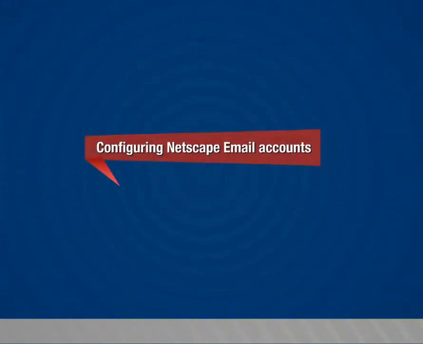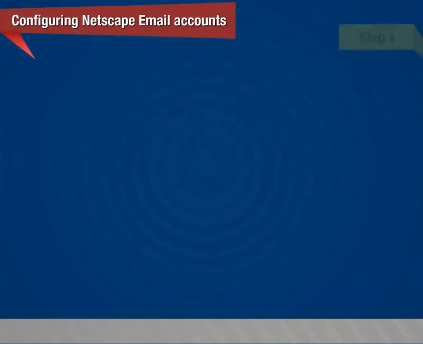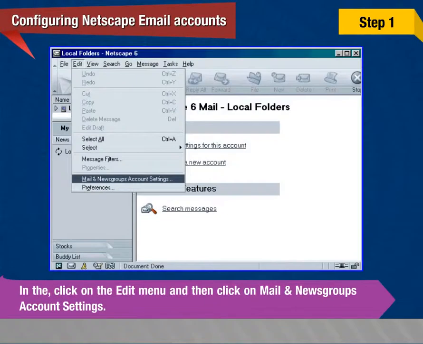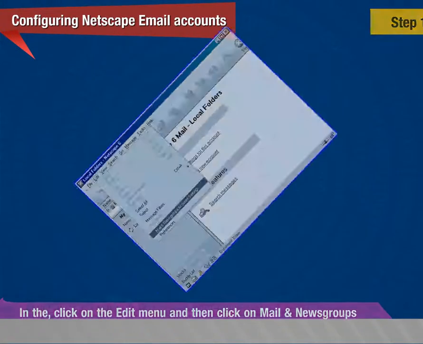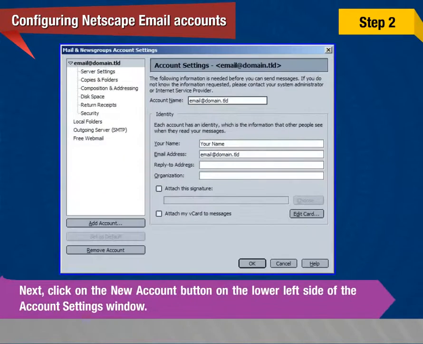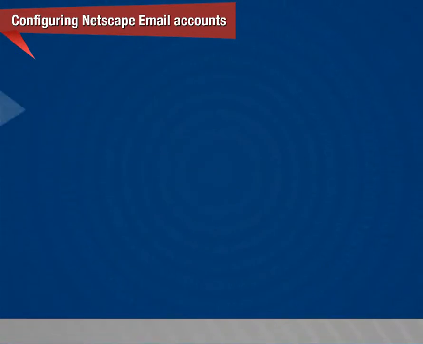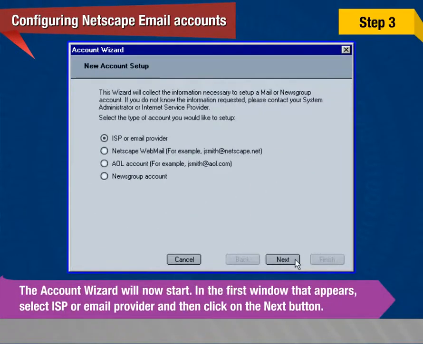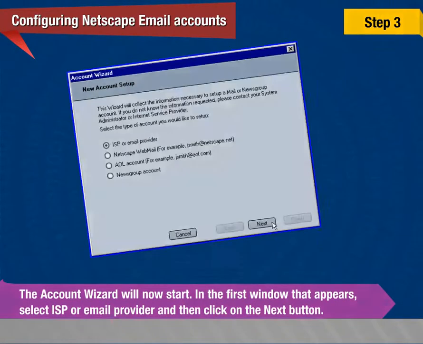Configuring Netscape email accounts. Step 1. In the Netscape Mail window, click on the Edit menu and then click on Mail and Newsgroup Account Settings. Step 2. Next, click on the New Account button on the lower left side of the Account Settings window. Step 3. The account wizard will now start. In the first window that appears, select ISP or email provider and then click on the Next button.